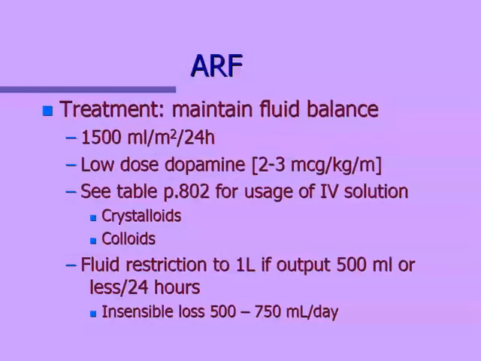Colloids, your albumin helps if you've got a lot of fluid third spacing to pull that back into the vascular system because of the protein that has been lost through the kidneys. So sometimes that does help. Fluid restriction to 1 liter if the output's only 500 milliliters in 24 hours or less, because remember, they're going to have an insensible loss of 500 to 750 milliliters a day. If it is intrarenal renal failure, they'll be getting diuretics and hemodialysis.